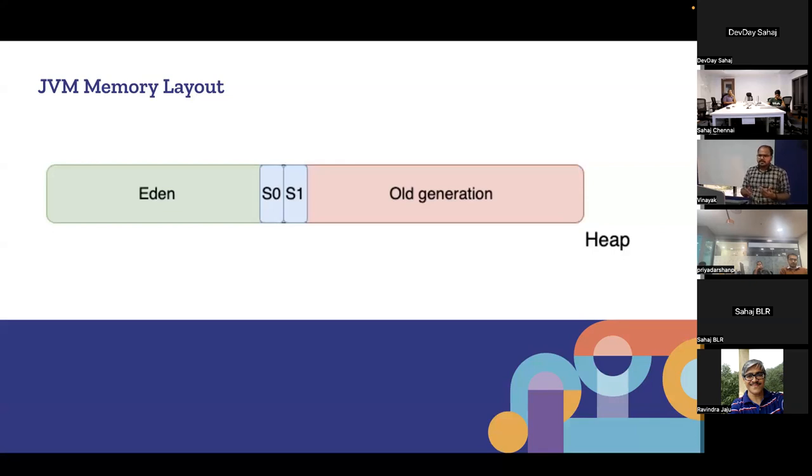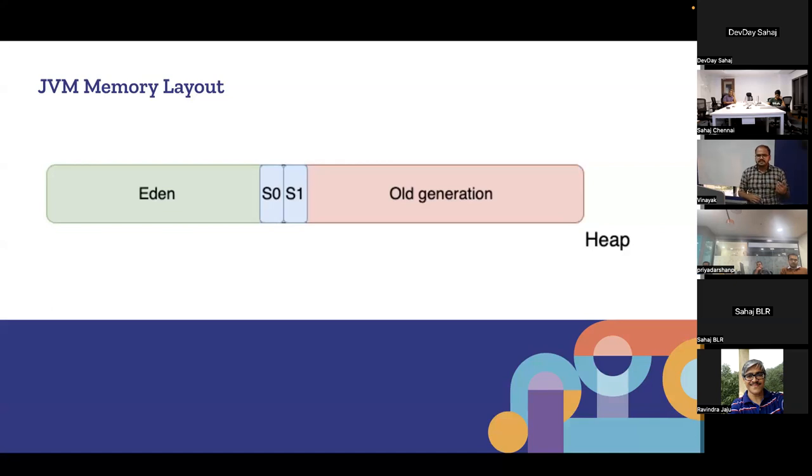And you might be wondering why there are two small spaces, like why there is a survivor 0 or survivor 1 space. So basically, when an object gets created, you're creating the objects as you are executing through your program. That object will be created first in Eden, and it will remain there for some time. But most of the objects are very short-lived. You do something and you return something, and that object then becomes eligible for cleaning.